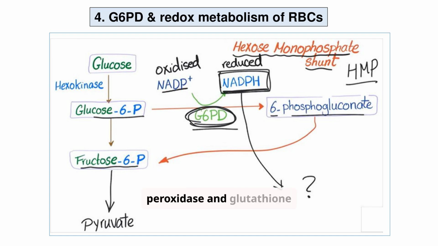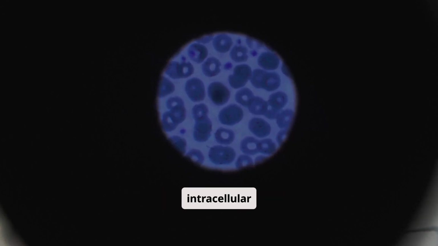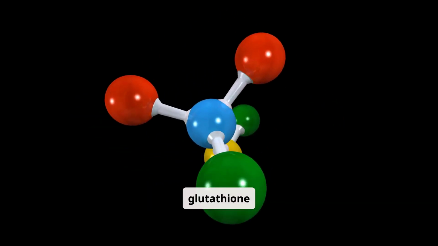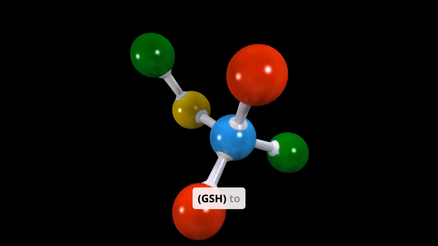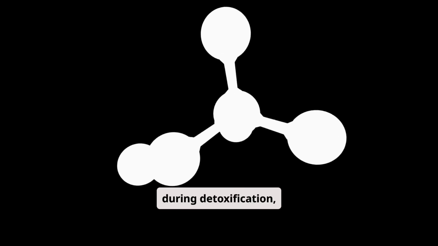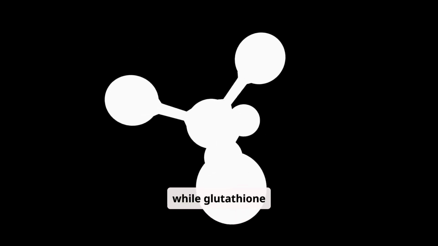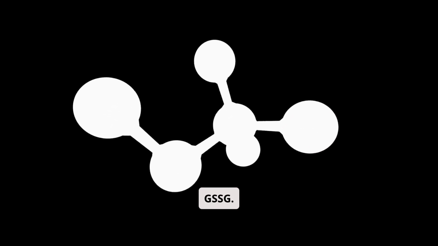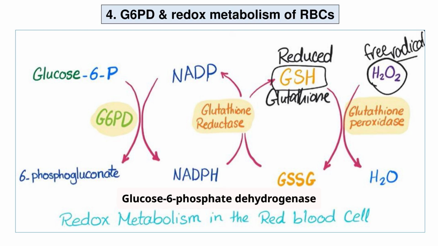Glutathione peroxidase and glutathione reductase work together in a critical antioxidant system. Glutathione, a tripeptide, is a key antioxidant in the intracellular environment. Glutathione peroxidase converts reduced glutathione, GSH, to oxidized glutathione, GSSG, during detoxification, while glutathione reductase regenerates GSH from GSSG.